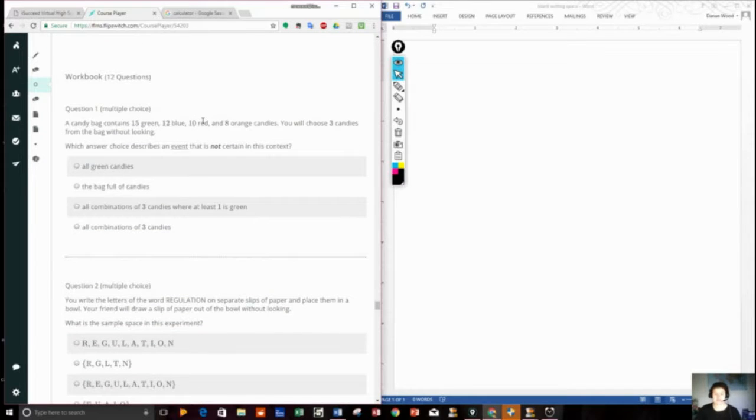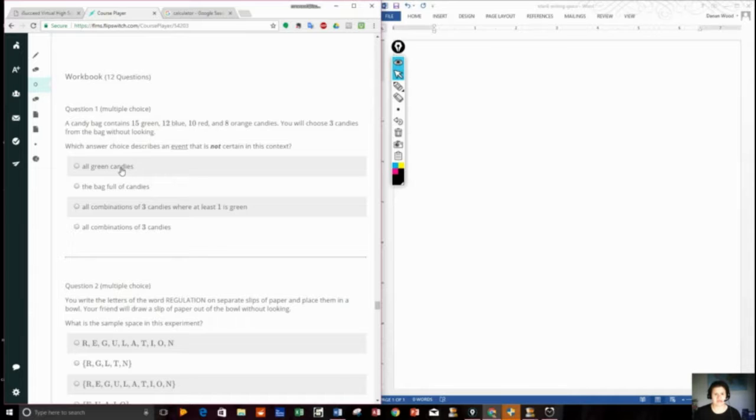workbook. Question 1. A candy bag contains 15 green, 12 blue, 10 red, and 8 orange candies. You will choose 3 candies from the bag without looking. Which answer choice describes an event that is not certain in this context? All green candies.